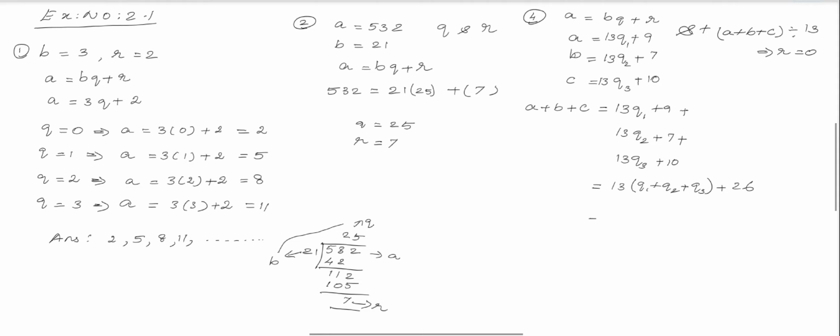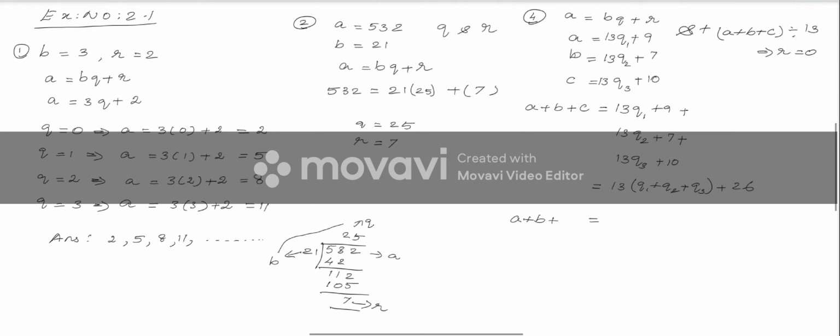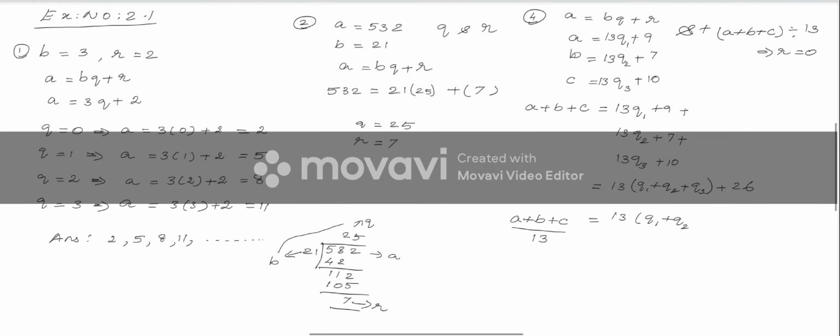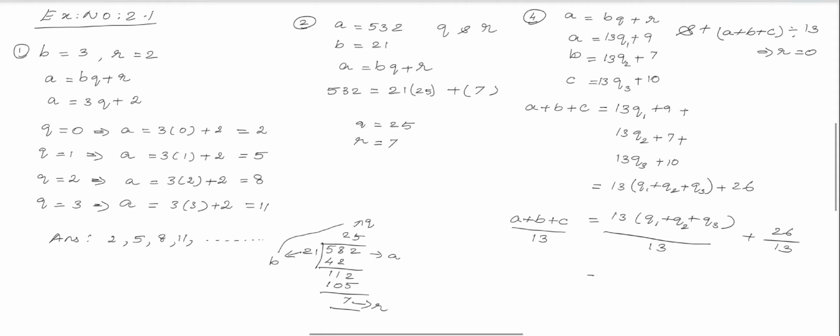Okay. And now what is said, A plus B plus C divided by 13, you are getting the remainder 0. Am I right? So here we are going to divide the left hand side by 13. When you are dividing your left hand side by 13, your right hand side also should be divided by 13. Am I right? Are you able to follow? So the next term also you have to divide by 13 throughout the right hand side. Are you clear?